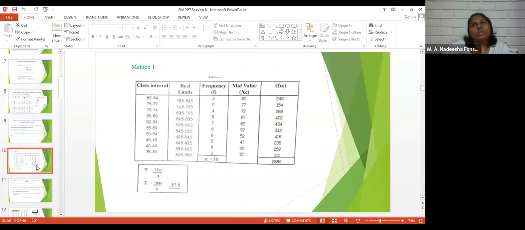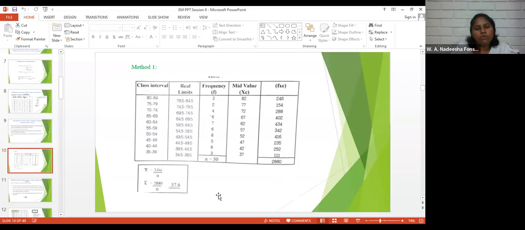Then if the data points are more than 50, we have to go for class intervals. There we have to use the mid value as I told you earlier. Class intervals, real limits, then mid value. So 80 to 84, the mid value is 82. The mid value is considered as x, and then fx. We multiply the mid value and the f value, take the addition of that, and divide by the number of data points.